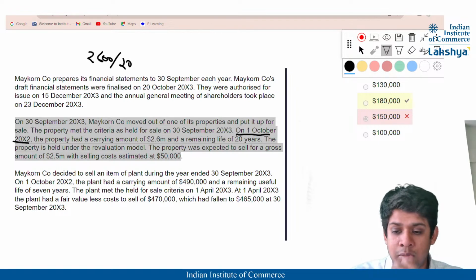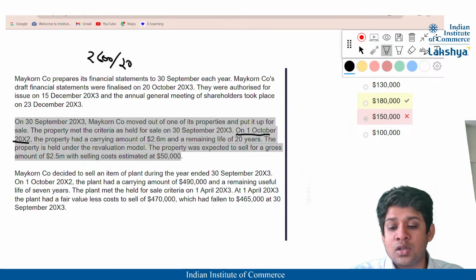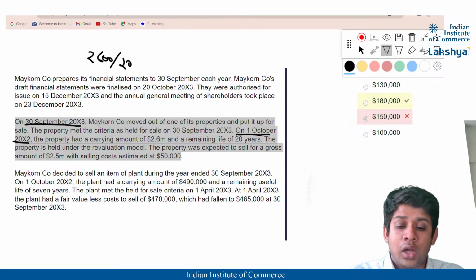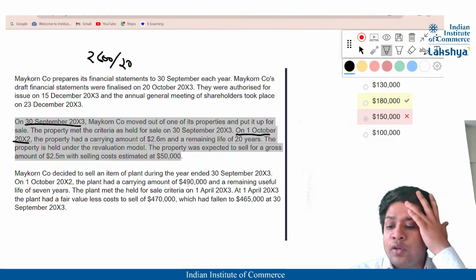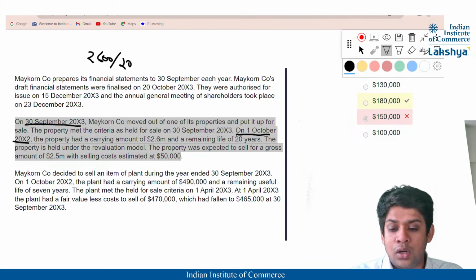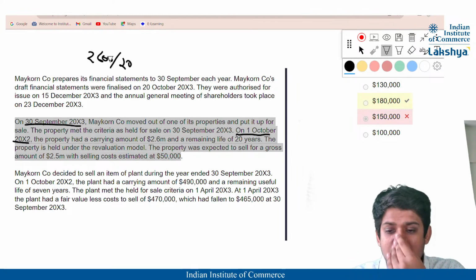So the depreciation will be charged from 1st October till the year end 30th September. The property is held under the revaluation model. The property was expected to sell for a gross amount of $2.5 million with the selling cost estimated to be $50,000. So the property was held under the revaluation model, guys. Now, firstly, we'll depreciate. What is the depreciation?